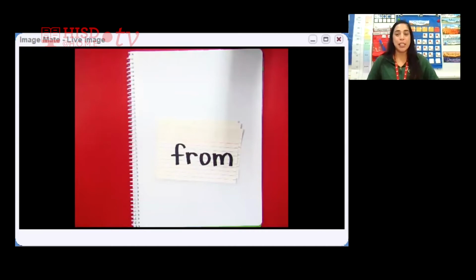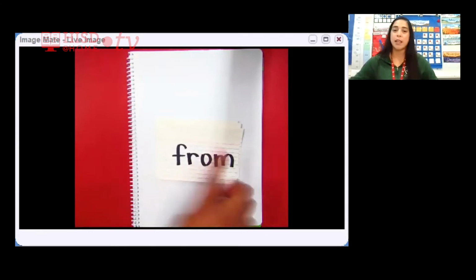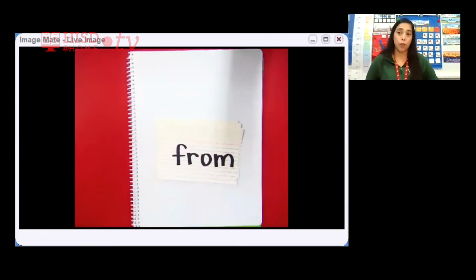We get books from the library. I get fruits and vegetables from the grocery store. Can you use the word from in a sentence? Good job. I get hugs from my family members. Very good. When you see F-R-O-M, you're going to say from.